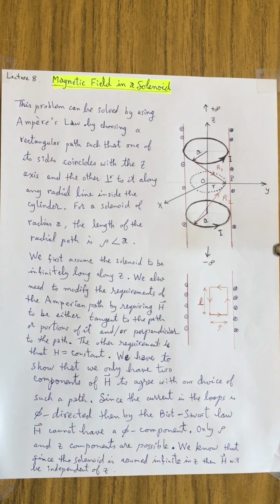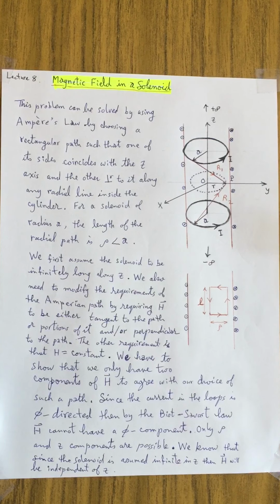We also need to modify the requirements of the Amperian path by requiring H to be either tangent to the path or portions of it, and/or perpendicular to the path or portions of it. The other requirement is that H be constant. We have to show that we only have two components of H to agree with our choice of such a path. Since the current in the loops is phi directed, then by the Biot-Savart law, H cannot have a phi component because H is always perpendicular to the current. So only ρ and z components are possible.